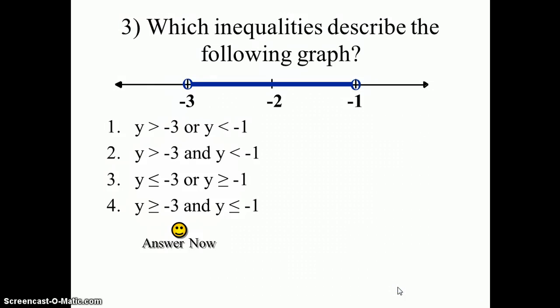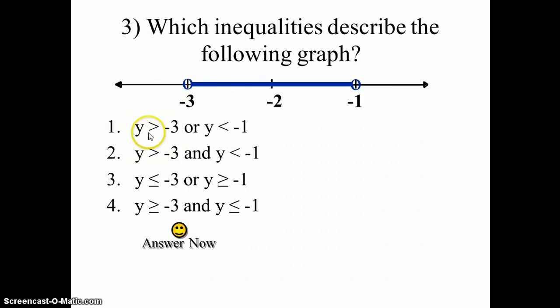So which inequality describes the following graph? Well, if you notice up here, there's a connection between the -1 and the -3 and the line in between. That should indicate to you that you're going to have an "and" graph. Since you have an "and" graph, the numbers are greater than -3, not equal to, so the circle shouldn't be filled in, and the arrow goes this way. And it's less than -1, not equal to -1 because it's an open circle, so the arrow goes this way until it hits this one, and that's where your connection is.